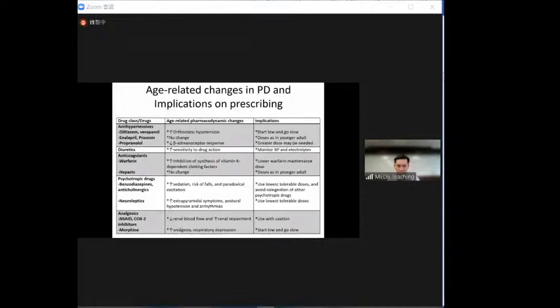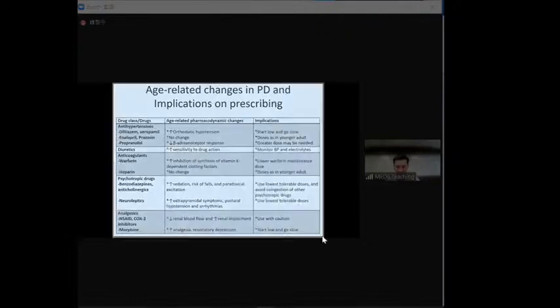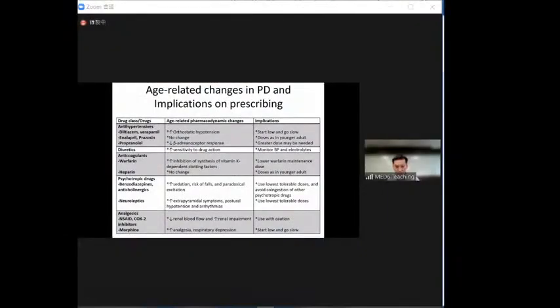And then the second one would be the age-related pharmacodynamic change. So what is pharmacodynamics? That is, after the absorption, distribution, metabolism, and elimination, the drug will end up going into the cell, all right, and then exert its pharmacotherapeutic response.